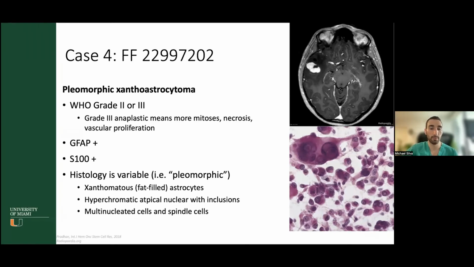meaning anaplastic with more mitoses, more necrosis, and vascular proliferation. These tumors are GFAP positive, S100 positive, and the histology, as Dr. Saad mentioned, is pleomorphic, hence the name pleomorphic xanthoastrocytoma. So they have xanthomatous, fat-filled astrocytes. We saw a good example on Dr. Saad's histology slides. Hyperchromatic atypical nuclei with inclusions, and multinucleated cells and spindle cells.